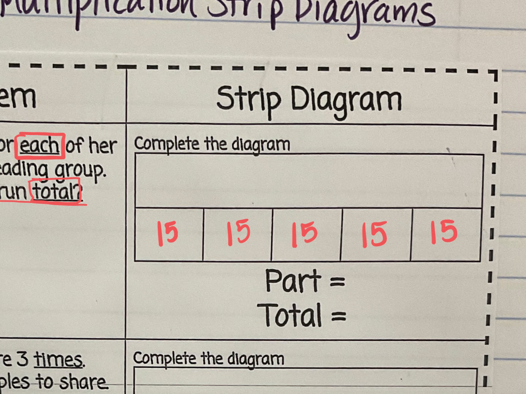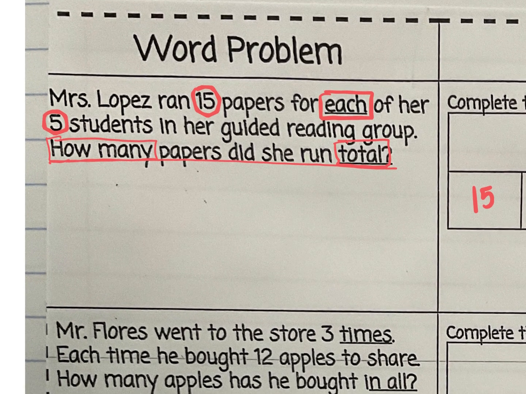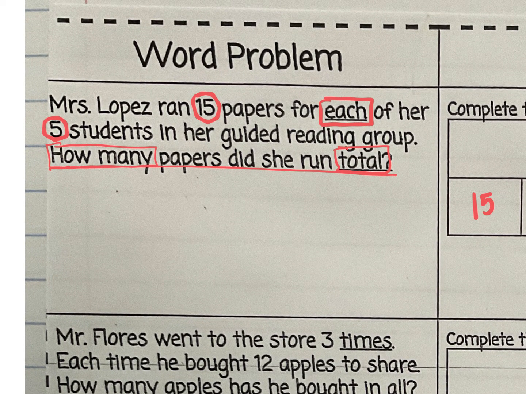Now, because I can tell on my strip diagram that they're equal parts, I can go multiply. What am I going to multiply to get the total? Think about how many parts there are and what each part is worth. Hayden? 15 plus 5 or times 5. 15 times 5. So let's go over here and let's multiply 15 times 5.